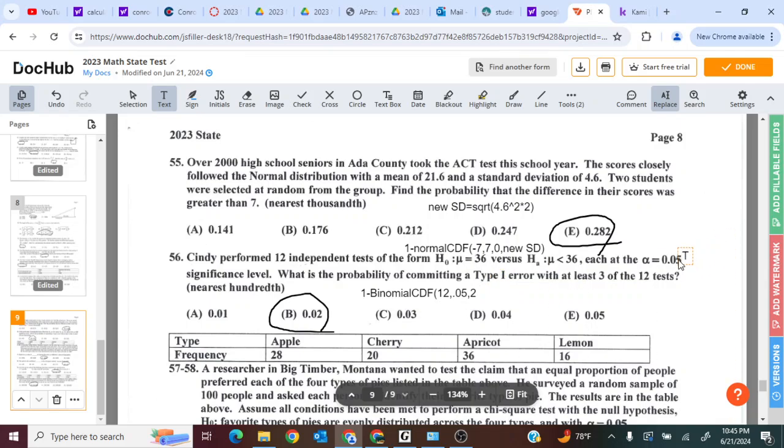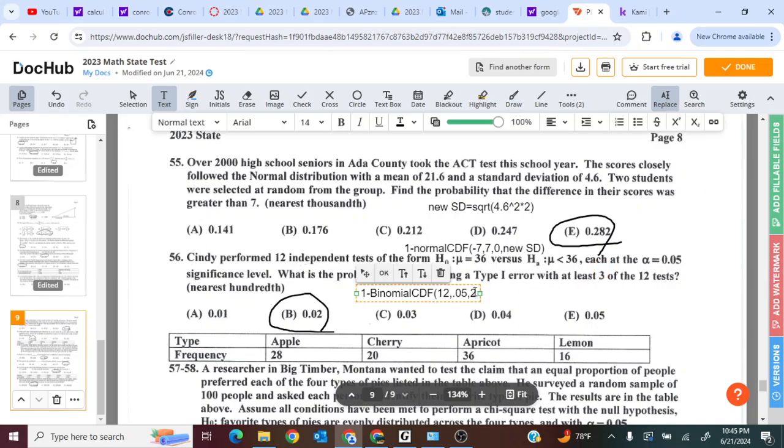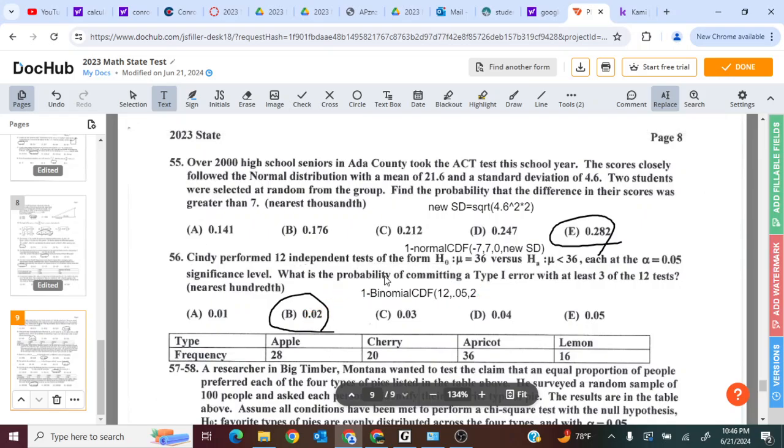Basically, it means that you got this 0.05 or unluckier event. So basically, this entire question is asking you, what is the probability that you hit that 5% chance at least 3 times in 12 tests? So we can do that by subtracting from 1 the chance of getting 2 or less of those tests, which is what binomial CDF does. 12 trials, probability of 0.05, and you're looking for 2 or less of them hitting. Subtract that from 1, you get 0.02.